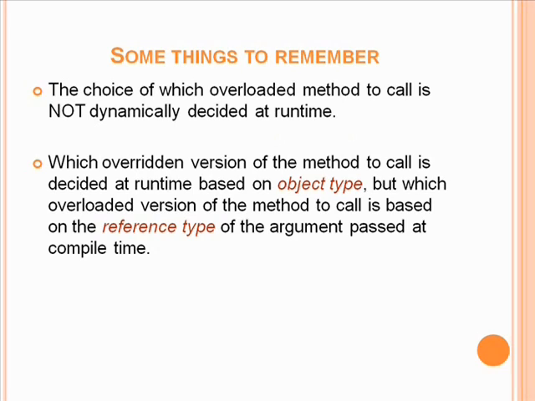There are some important things we need to remember regarding overloading and overriding. The choice of which overloaded method to call is not dynamically decided at runtime. Which overridden version of the method to call is decided at runtime based on object type, but which overloaded version of the method to call is based on the reference type of the argument passed at compile time.